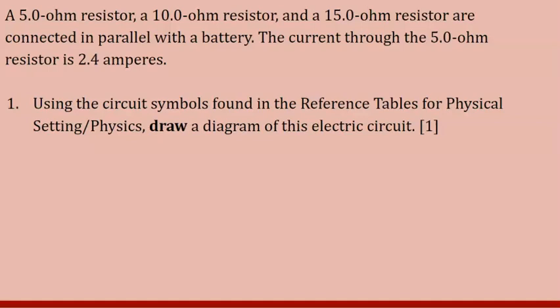It says a 5 ohm resistor, a 10 ohm resistor, and a 15 ohm resistor are connected in parallel with a battery. The current through the 5 ohm resistor is 2.4 amperes. Using the circuit symbols found in the reference tables for physical settings/physics, draw a diagram of this electric circuit. I put draw in bold because we're not doing any calculation here, we're just drawing the circuit, and it has to use the circuit symbols found in the reference table.